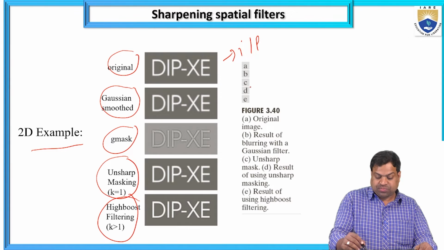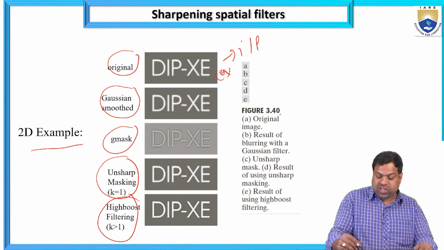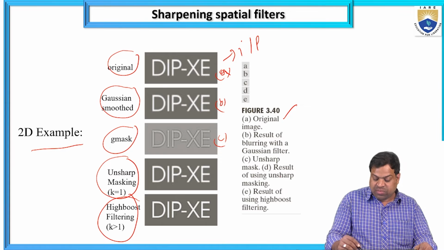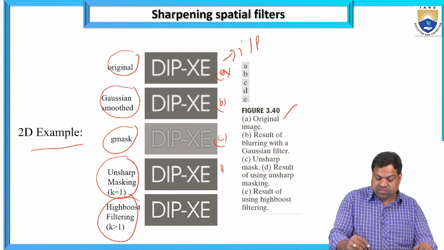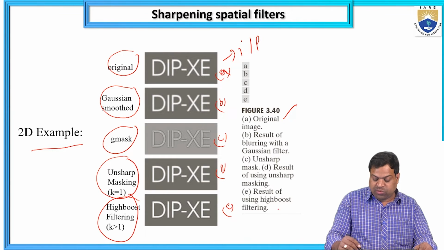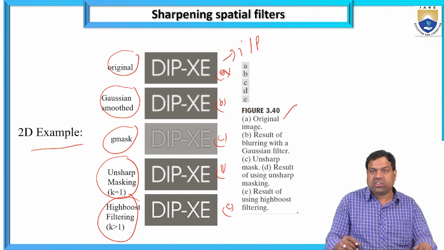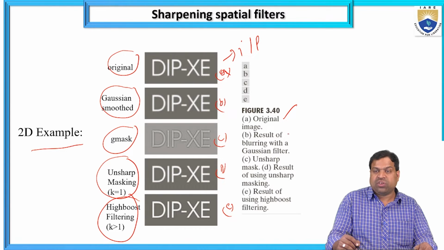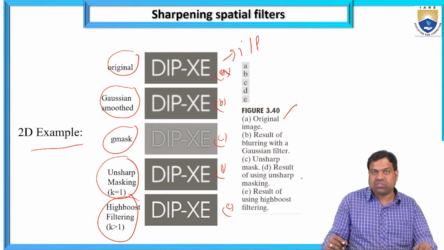Here, what is figure A? Figure A is the original image, B is the result of blurring with a Gaussian filter, C is the unsharp mask, D is the result of using unsharp masking, and E is the result of using high boost filtering. So how many are there? Including the input, a total of 5. The first is the original, the second is the result of blurring with a Gaussian filter, C is the unsharp mask, D is the result of unsharp masking, and the last is the result of high boost filtering.